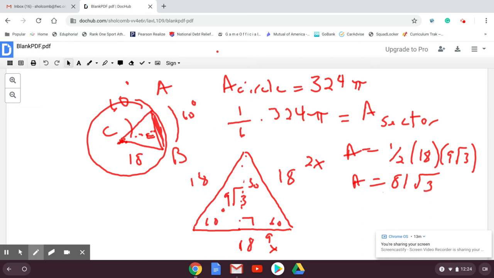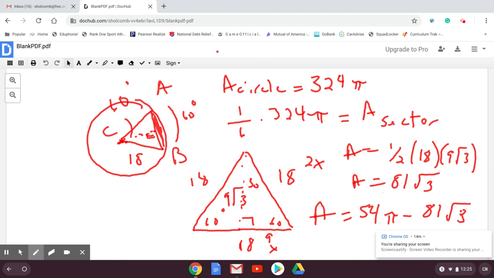So what is my overall area of my segment? Well, it's going to be the area of the sector, which was 1/6 of 324 pi, or 54 pi, minus the 81 radical 3 that we got for the area of the triangle. You could then use a calculator to estimate to the nearest 10th, 100th, however many decimal places they say. It's going to be approximately 29.35 is what it looks like, 29.35.